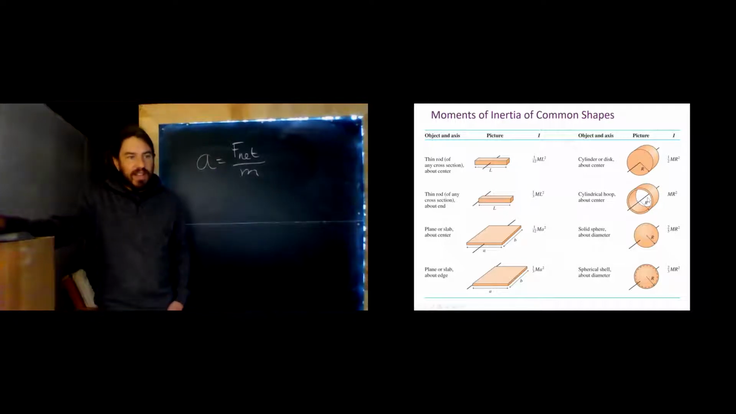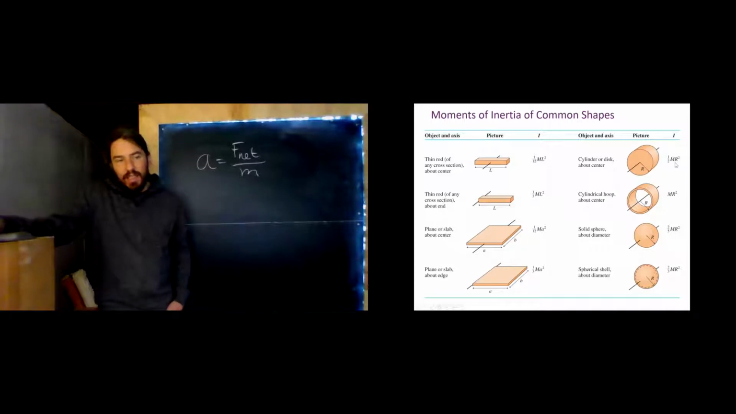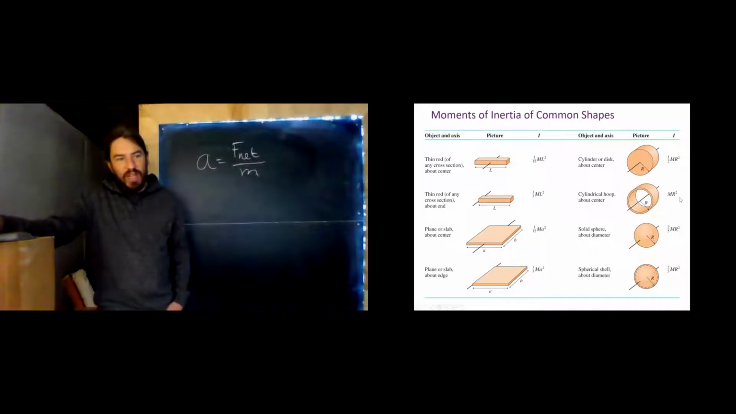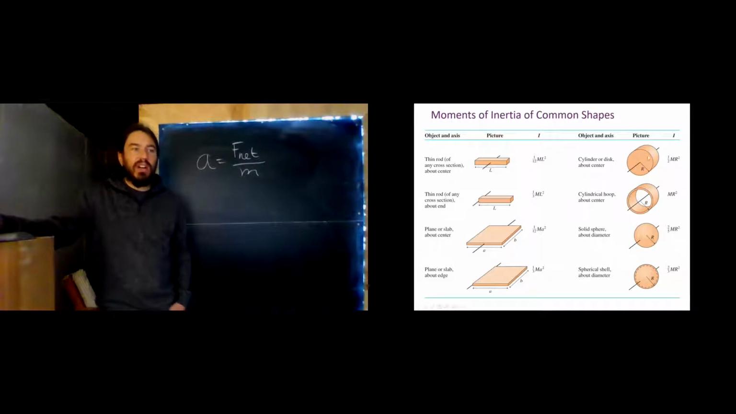Looking at these disks, it depends on the radius of the disk and the mass. And notice we get a slightly different value here, 1/2 mr squared versus mr squared, depending on how that mass is distributed, right? Here all of the mass is distributed out on the edge. Here all of that mass is distributed throughout the whole cylinder. So we have a different moment of inertia.